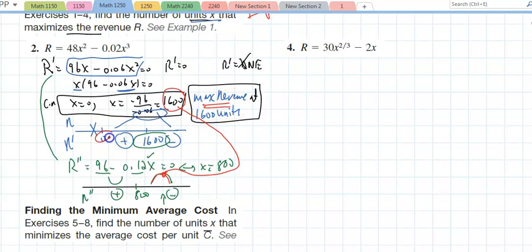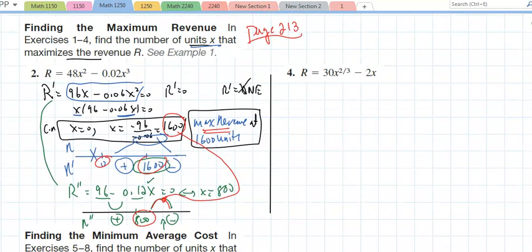So instead of having 2 values, you get only 1. You really don't have to do this at all. The first derivative test will do. You don't have to do the second. Okay, and I'm going to show that anyways on almost every problem, page 213.